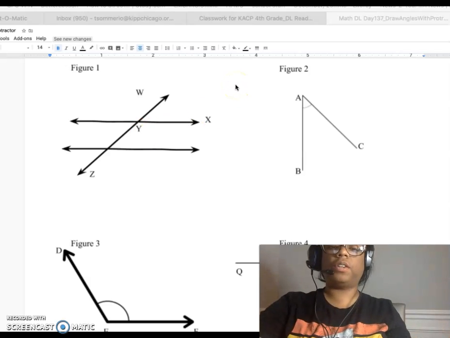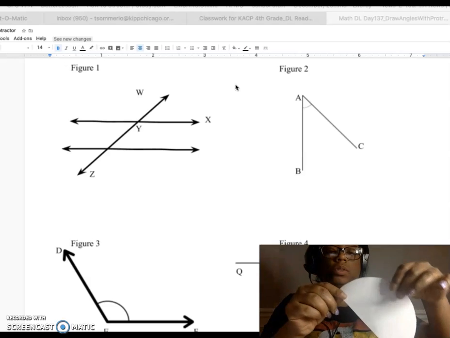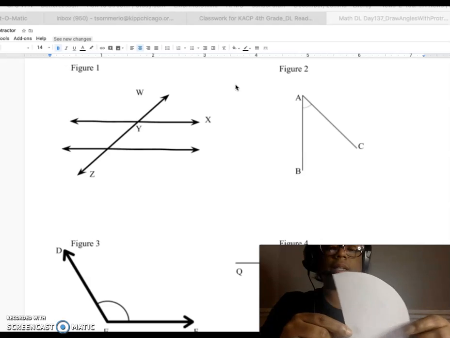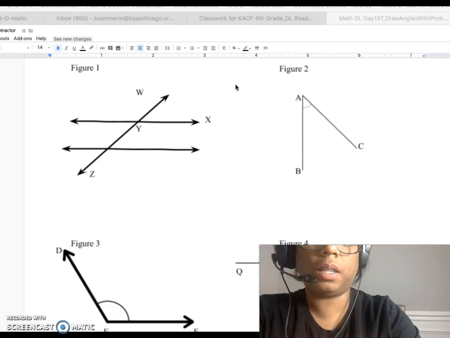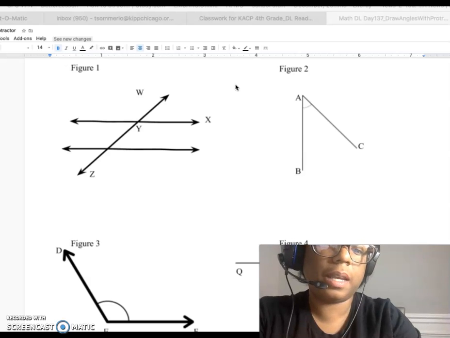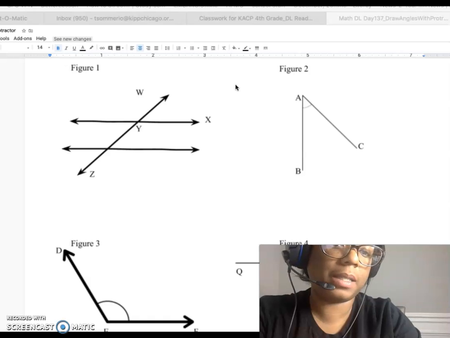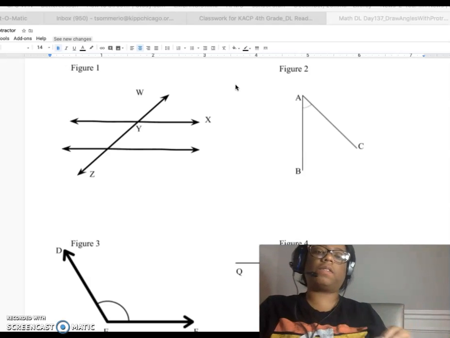Now let's look at figure number 2. I have to place my protractor at an angle because my vertex has to be represented. Now when I put it along there, I have it starting at the base, and when I count up by tens, I can see that my angle is exactly 50 degrees. So figure number 2 is 50 degrees.